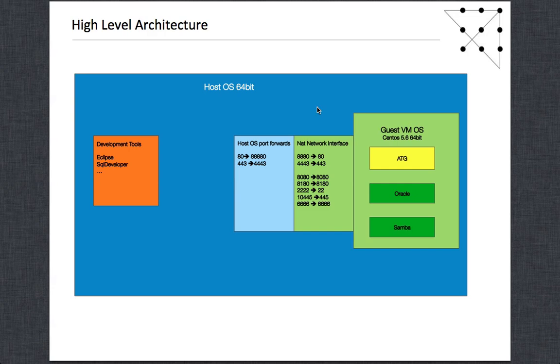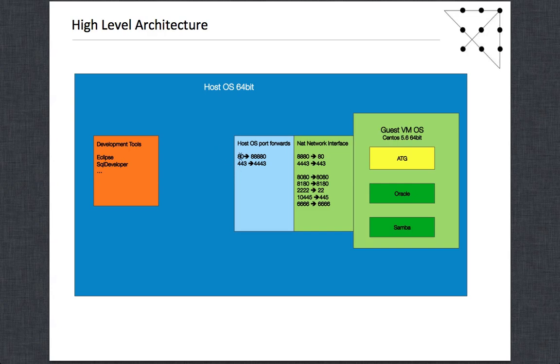So on my NAT setup, I have a number of port forwards. When I try to communicate from this host, I forward, for example, 8080 to 8080 on the guest machine. These are some of the typical ATG ports you'd want. Here's an example of me forwarding 2222 to port 22. This is my SSH port. There's my Samba port, and these are the other debug ports that I use.